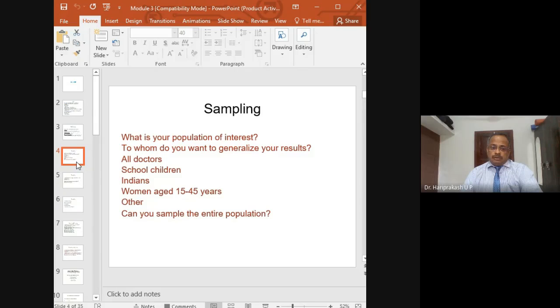And you should know whether you can sample the entire population. So that actually is not a good question. Sampling the whole population means you are doing a survey. You are collecting data from the whole population. That becomes a census. That is not a sample at all. These things should be clear while you are doing the sampling.